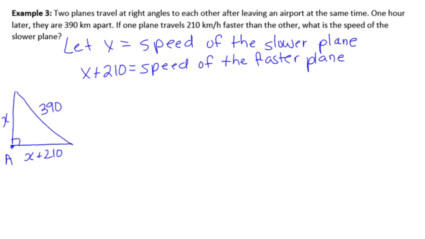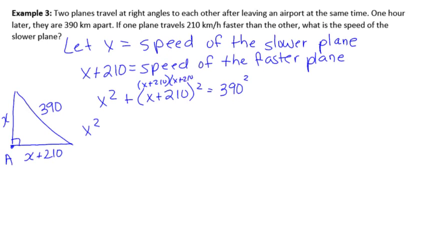To solve for unknown sides of a right triangle, we need to remember what we would use. We don't know any angles, so we cannot use trig. We need to use the Pythagorean theorem, which will be x squared plus (x plus 210) squared equals 390 squared. Again, for (x plus 210) squared, we don't just square x and square 210, we need to FOIL that out as if it looked like x plus 210 times x plus 210.